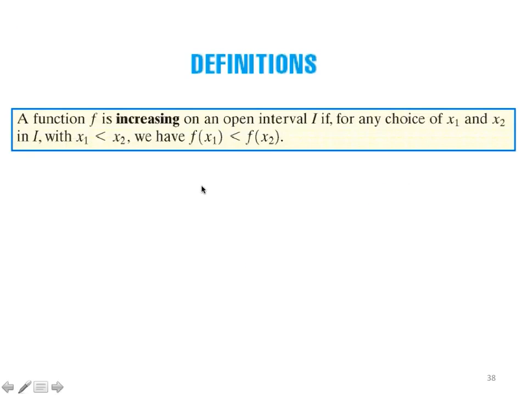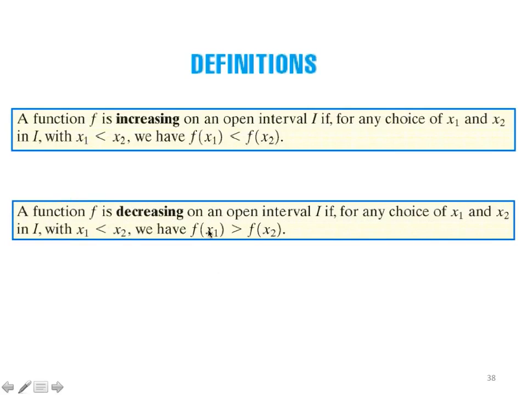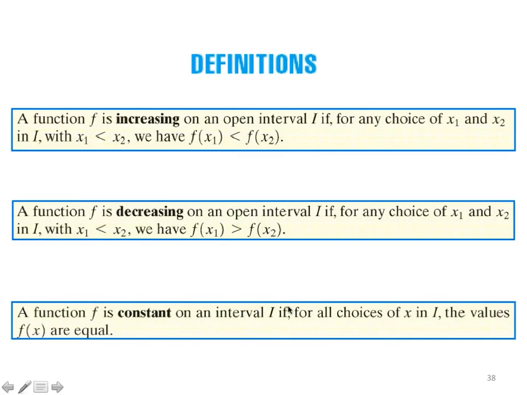A function f is increasing on an open interval I if for any choice of x1 and x2 within your interval I, with x1 less than x2, f of x1 has to be less than f of x2. Now we have a similar kind of definition for decreasing. A function f is decreasing on an open interval I if for any choice x1 and x2, where x1 is less than x2, so it starts the same way, we have f of x1 is greater than f of x2. And then constant would be where they're equal.